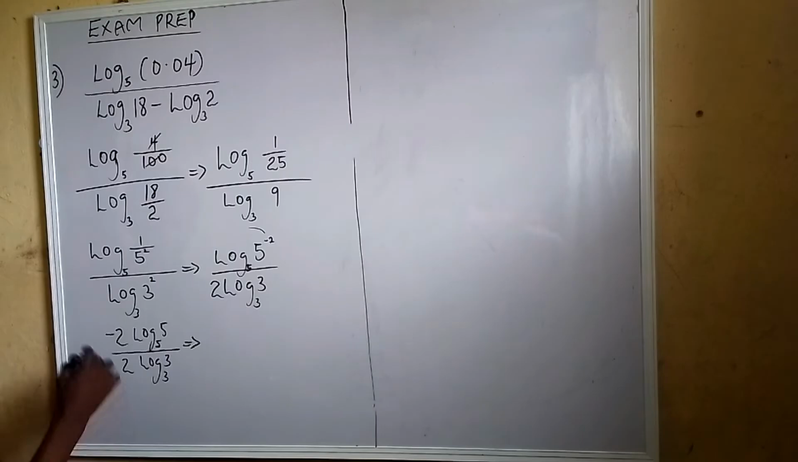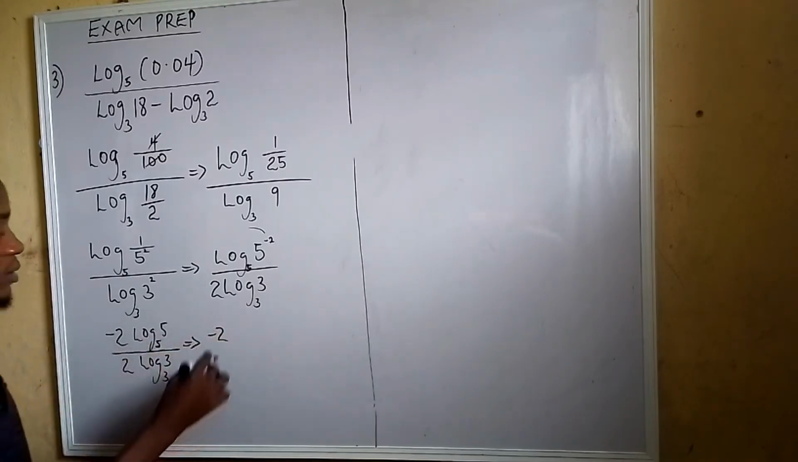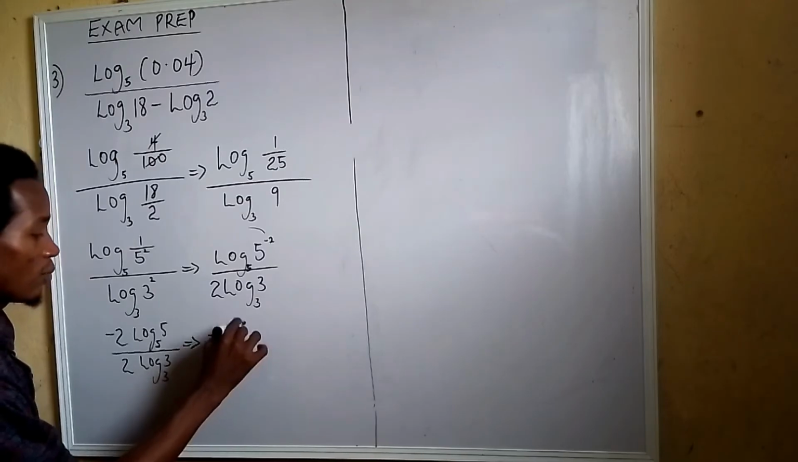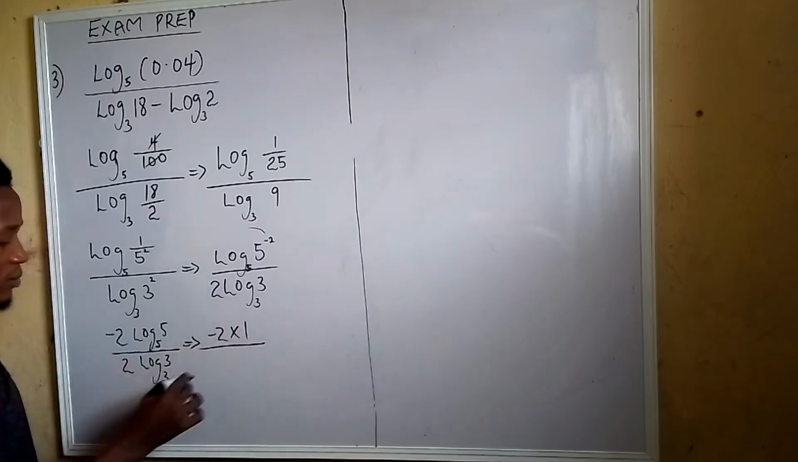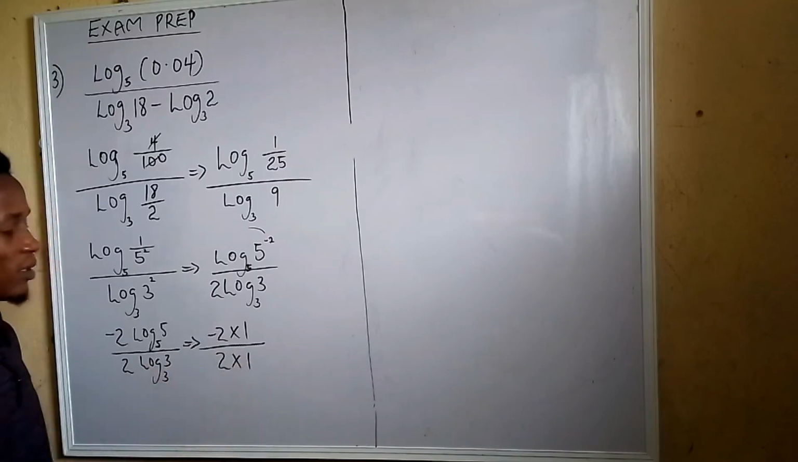Managing this place again, that will give us minus 2 log 5 base 5. When a logarithm is in the same base, it will give us 1, according to the law of logarithms. The same thing here: 2 times the number in the same base, we have it as 1.